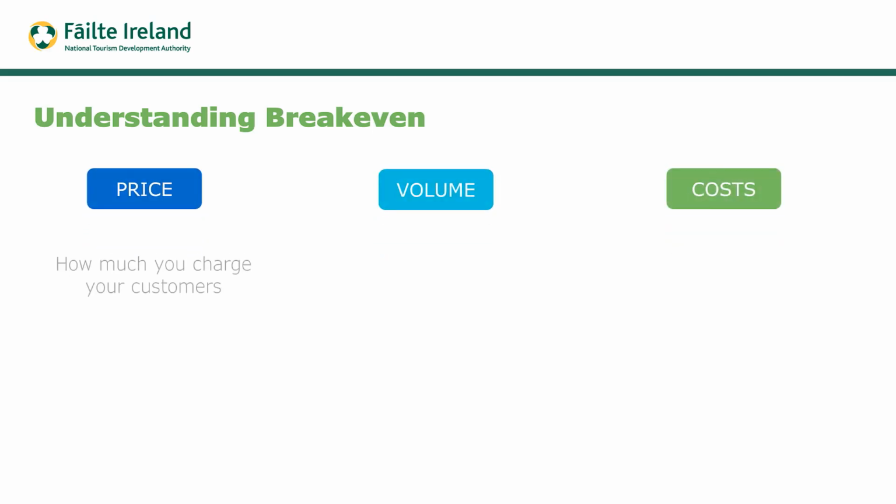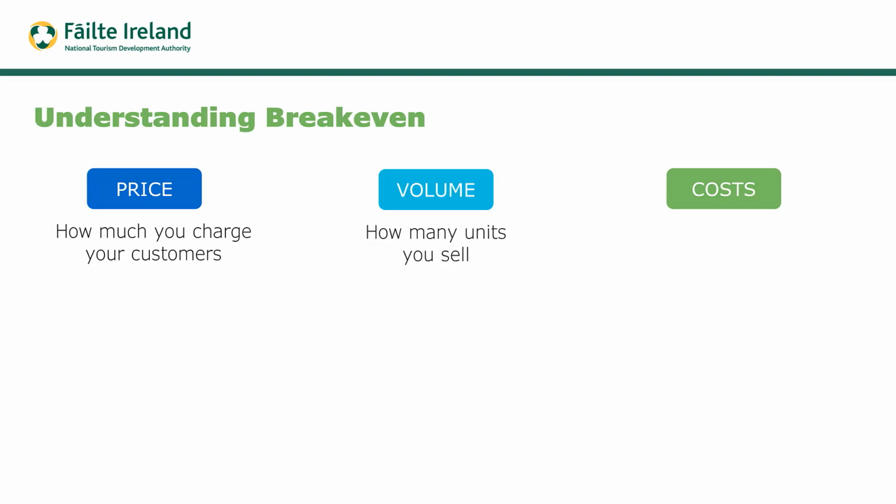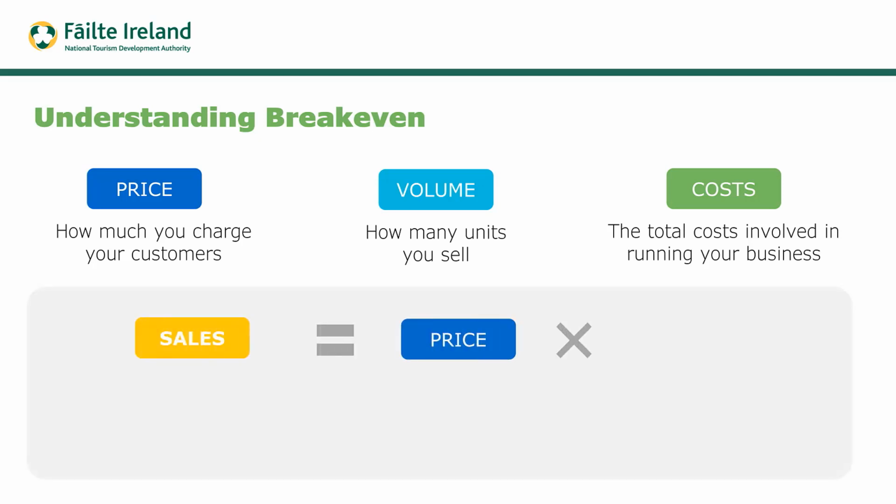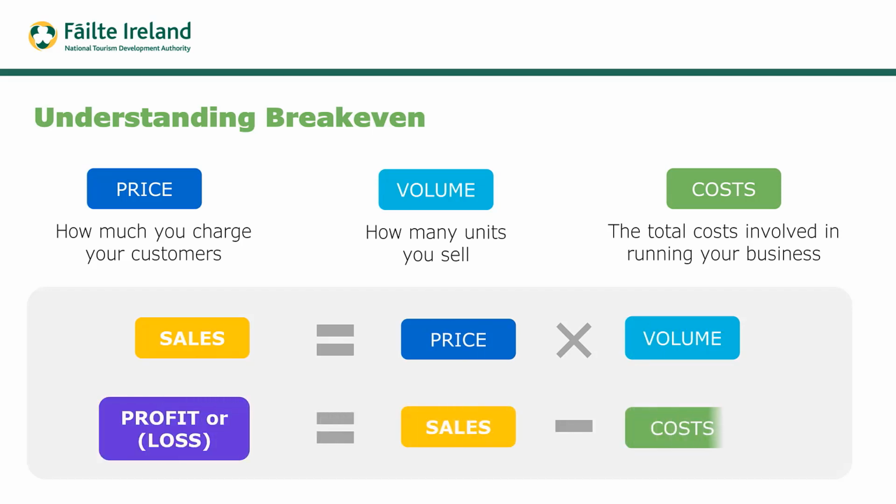The price is how much you charge your customers for your products or services, and this is excluding VAT, of course. The volume is the number of units that you sell, and the costs are the total costs involved in running your business, or in other words, how much money you pay out to keep your door open and achieve your sales. Your sales then are simply the volume sold multiplied by the price charged, while your profit or loss is the sales minus the costs that you have incurred. And understanding how changes to any one of these elements impacts the others helps you make more informed decisions aimed at maximizing the profitability of your business.